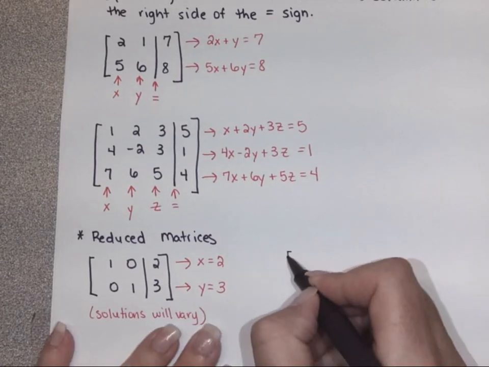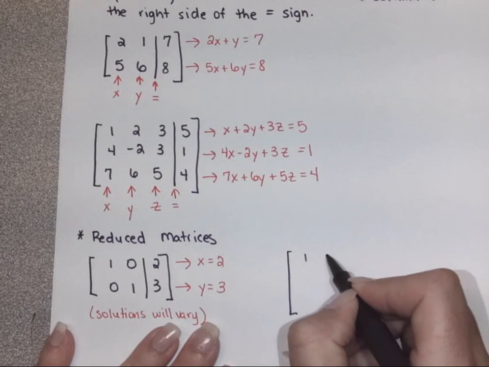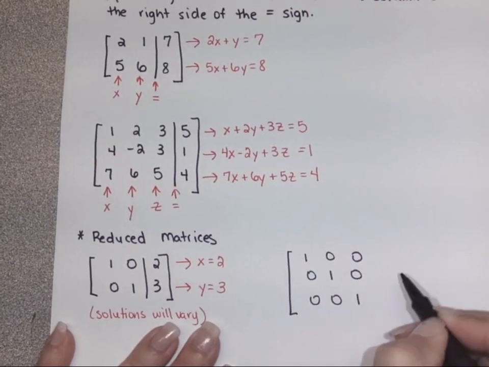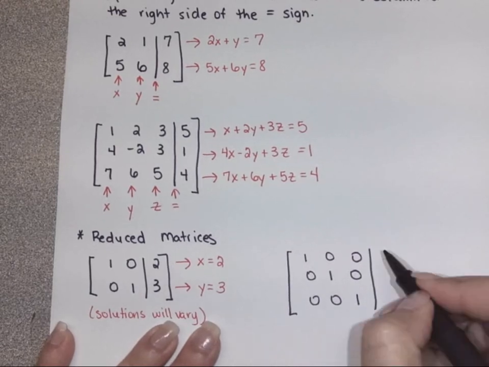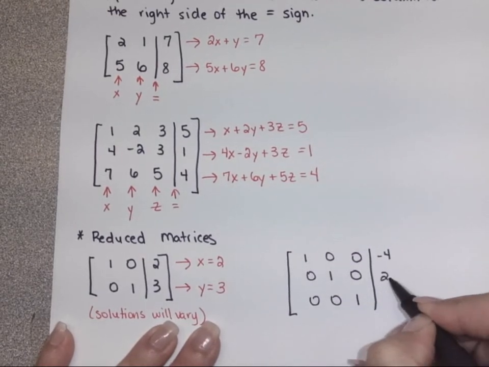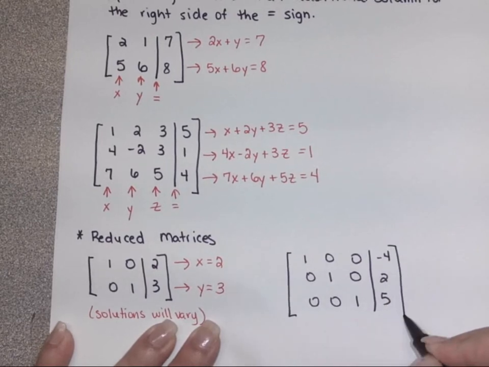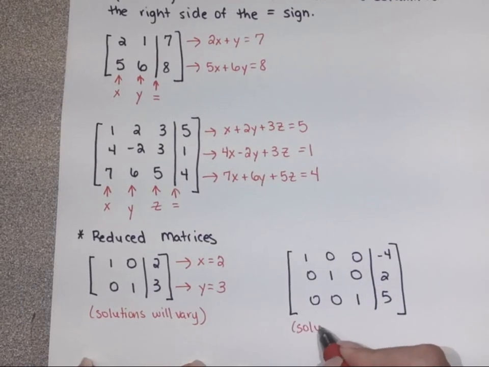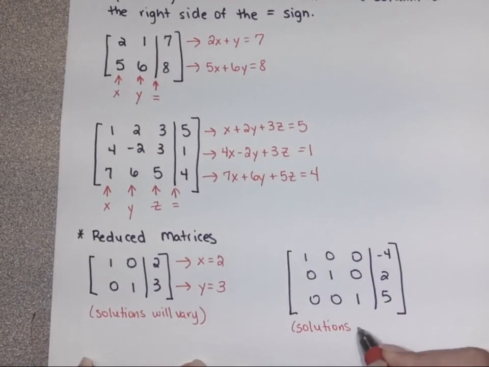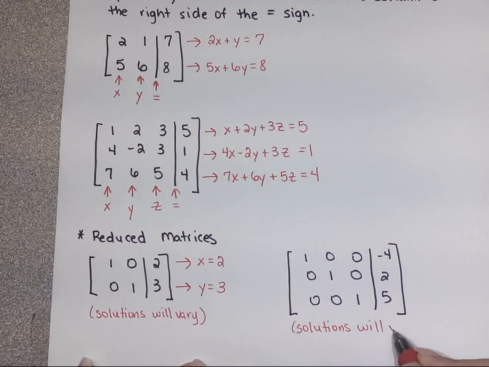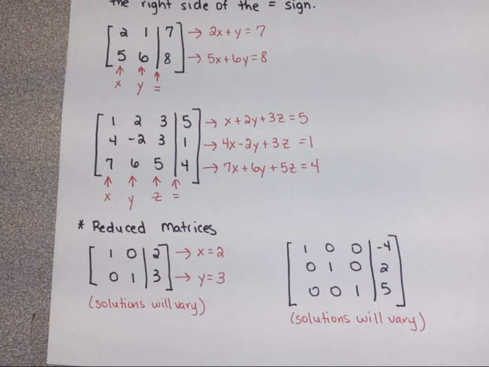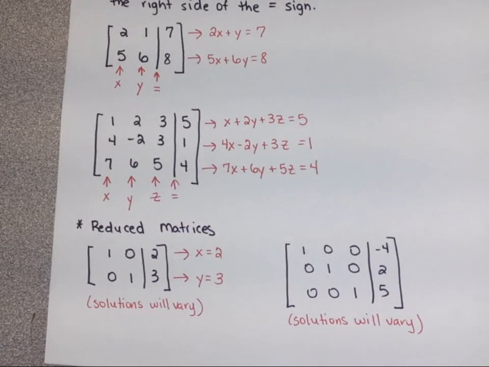Okay, so let's look at the 3-variable version, and then maybe we'll notice a pattern. Okay, so on the left is the reduced format. On the right is just whatever the individual answers happen to be. So that's why I'm writing solutions will vary, because the numbers on the right will be different. Okay, so why would it be helpful for a 3-variable matrix to look like that? Same reason as the first one.